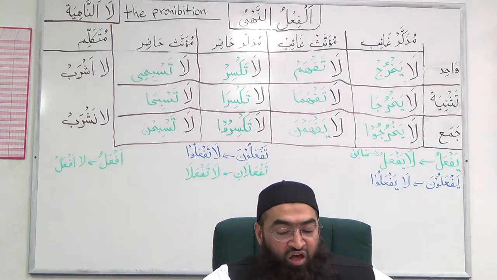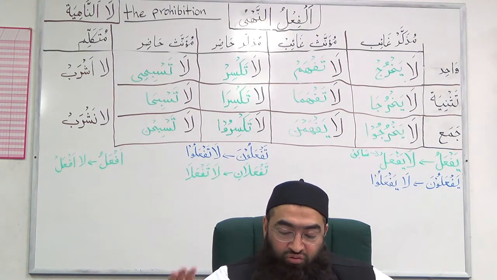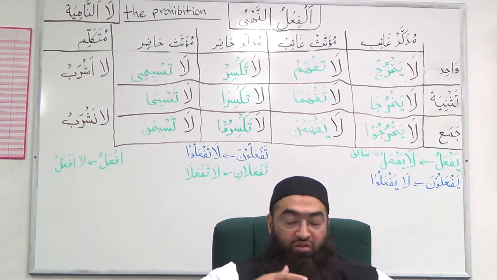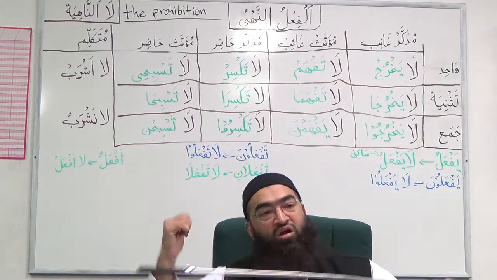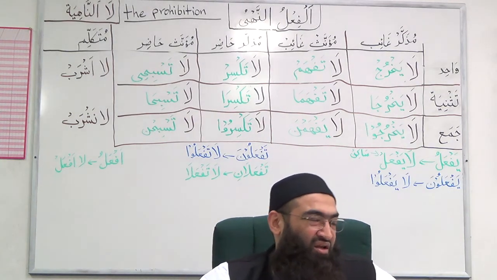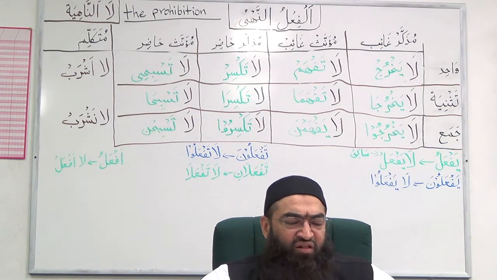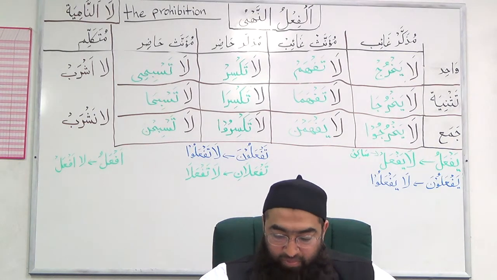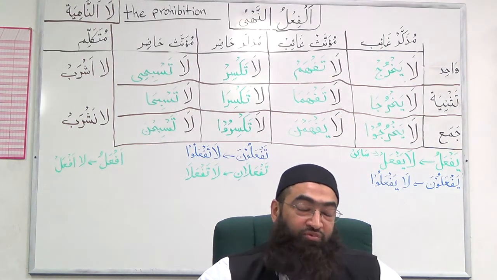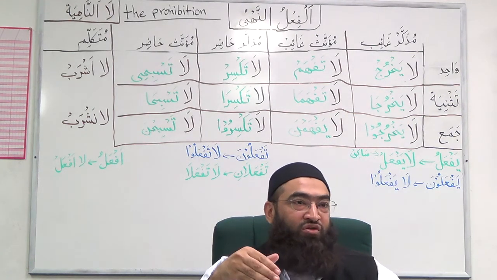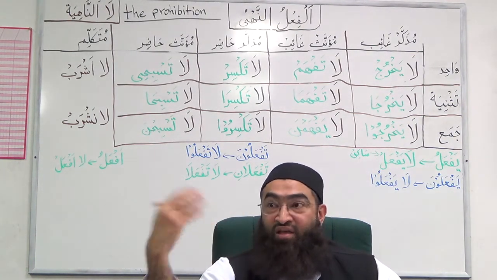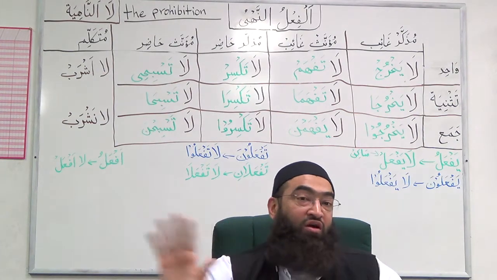ما ظهر منها وما بطن. ظهر, meaning whether committed openly or committed in secret. Those intense, filthy sins, do not go close to them. So Allah didn't say do not commit those sins. Allah says don't even go close to them. So if we see a place where there's sins like that, we don't even go close to it.